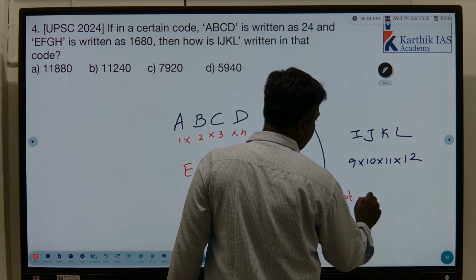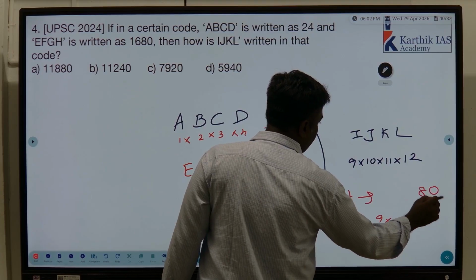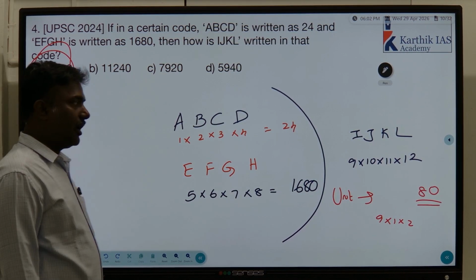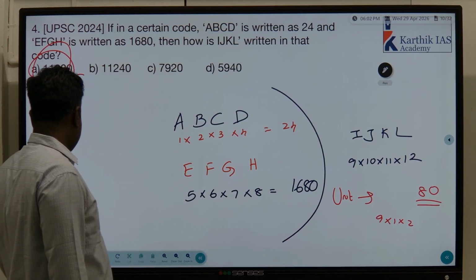We don't need to multiply. Obviously, it should end with 0. And then 9 into 1 into 2, so 8. It should end with 80. So this is the answer. Or else, if you are not strong in unit digit, then you have to multiply. That's the only way. So that's all.